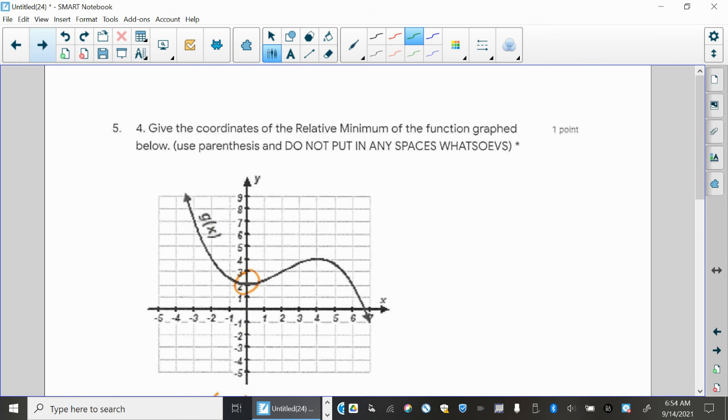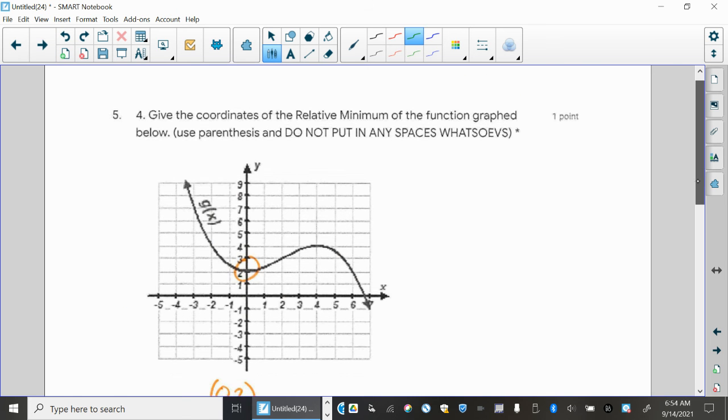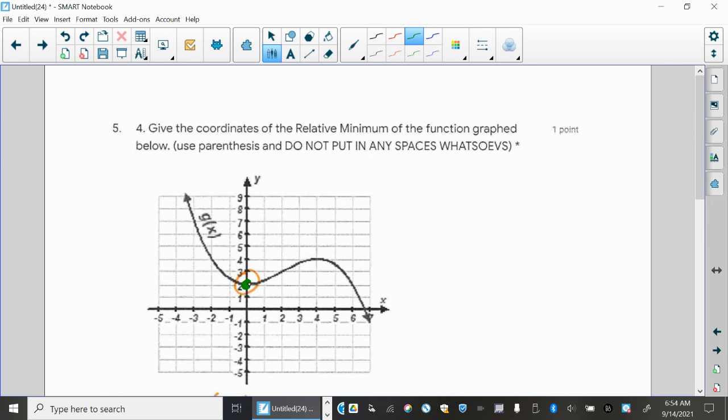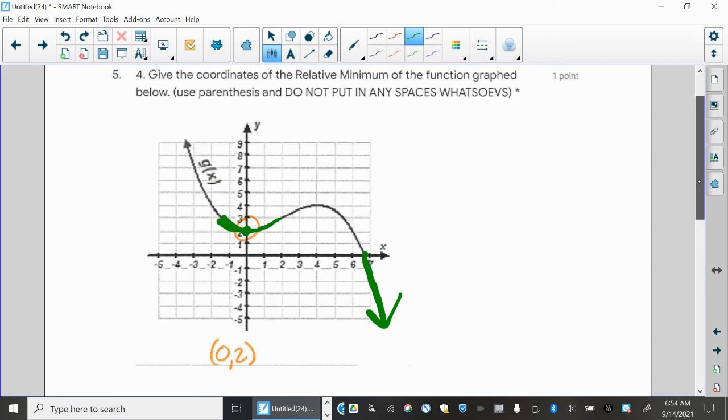All right, give the coordinates as relative max and min, or just a relative minimum here. Remember, relative minimum just means a low point in a certain area. This graph goes forever and ever, so there is no lowest point or absolute minimum. But when it says a relative min, you just look in a certain area where it bottoms out. So it's this point here. It is 0, 2.